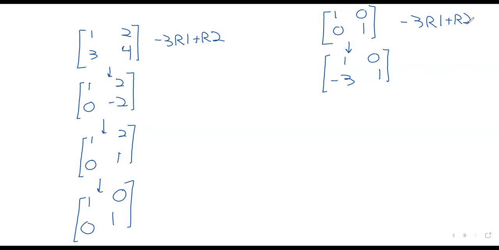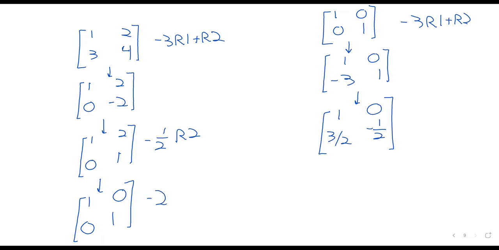Then we took that second row and we multiplied it by negative one half. So we take the second row of this and multiply it by negative one half. And we're seeing the issues with finding inverses by hand, which is that these matrices usually get uglier and uglier as you perform these steps. Finally, we took the second row, we multiplied it by negative two, and we added it to the first row.